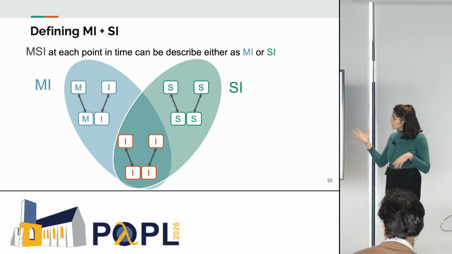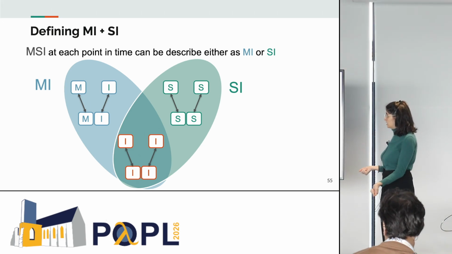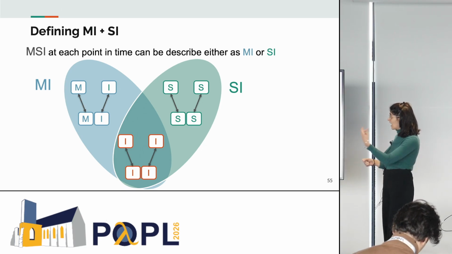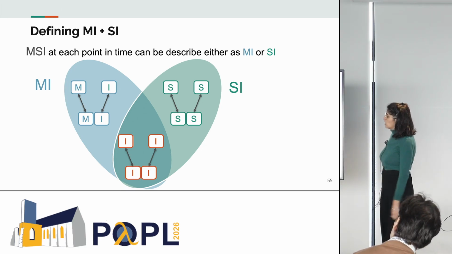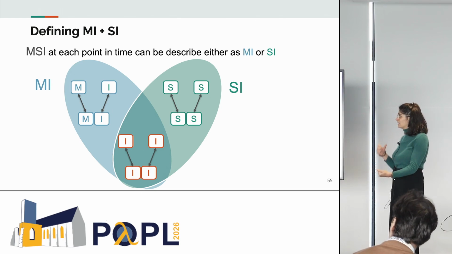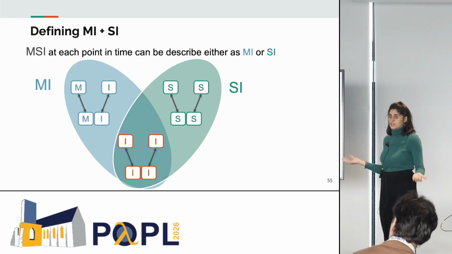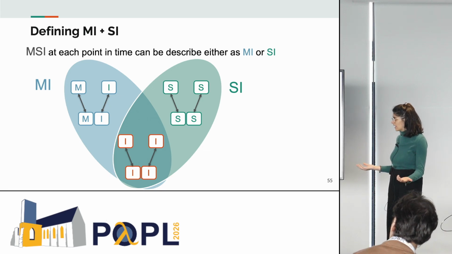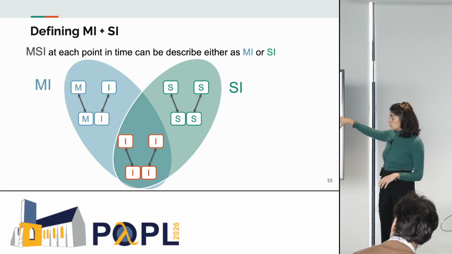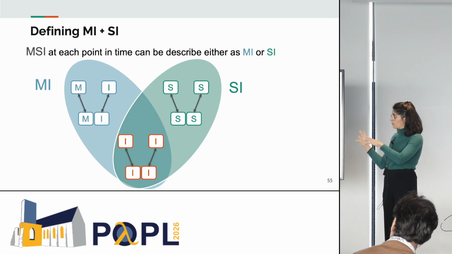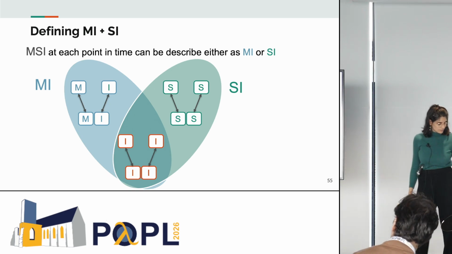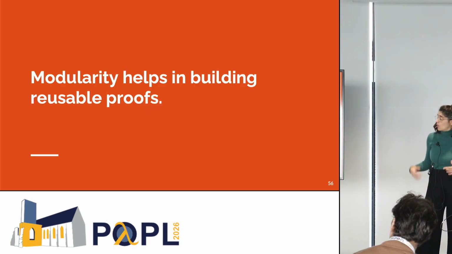So we discovered that actually MSI at each point in time can be described as either an MI or an SI system, in which if you think about the MI and the SI system, they have in common the initial state, right? When all the caches are in I. And in this case, we can switch from one protocol to the other.